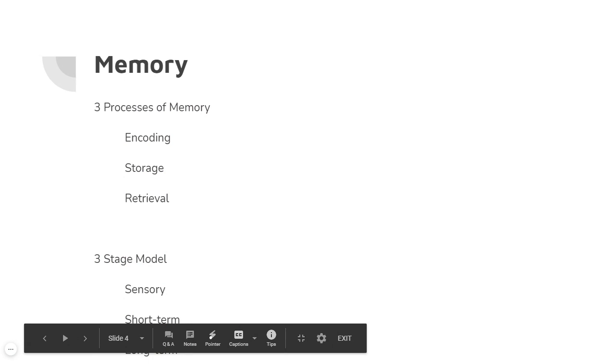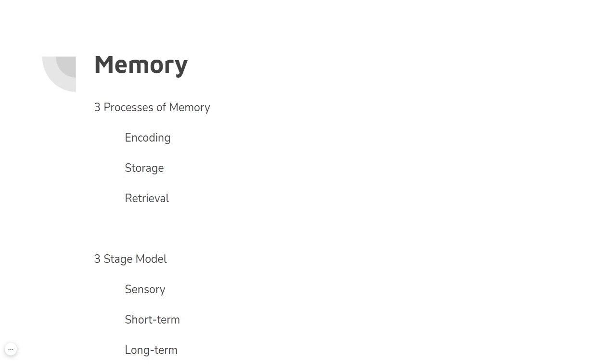You have the 3-stage model, and that's your sensory memory, short-term memory, and long-term memory. Sensory memory is the brief initial encoding of sensory information, and I'll talk more about that in a little bit, but there are 2 kinds of sensory memory. There's iconic and echoic, and they're just like what they sound. Iconic is visual, echoic is auditory.